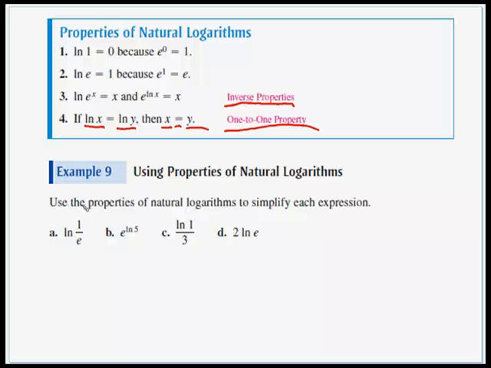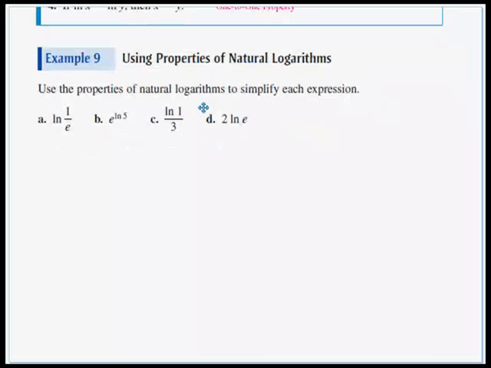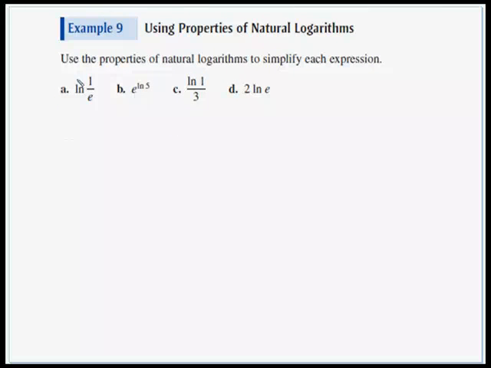All right, let's see. It says use the properties of natural logs to simplify each expression. Let's move these up so we got a little more room here. So letter A, we have the ln of 1 over e. Well, let's rewrite that 1 over e as a negative exponent. Down here it's e to the first. Bring it up, it's e to the negative 1. Now we can apply one of our properties. The ln and the exponential are inverses, so those cancel, and our answer is just negative 1.